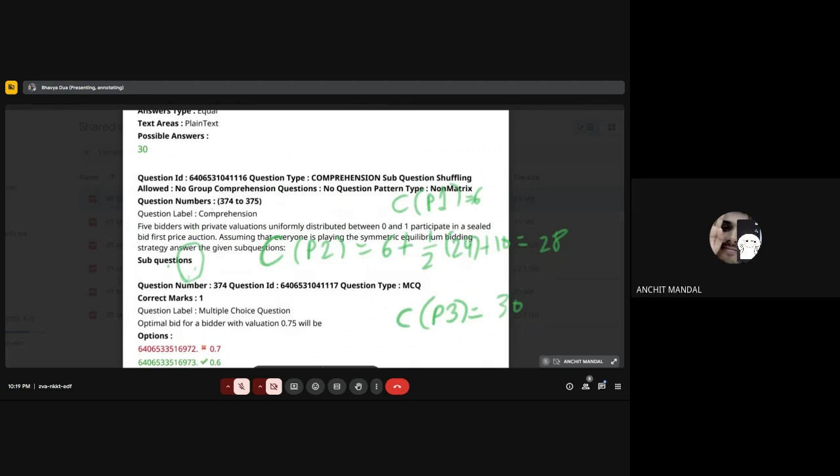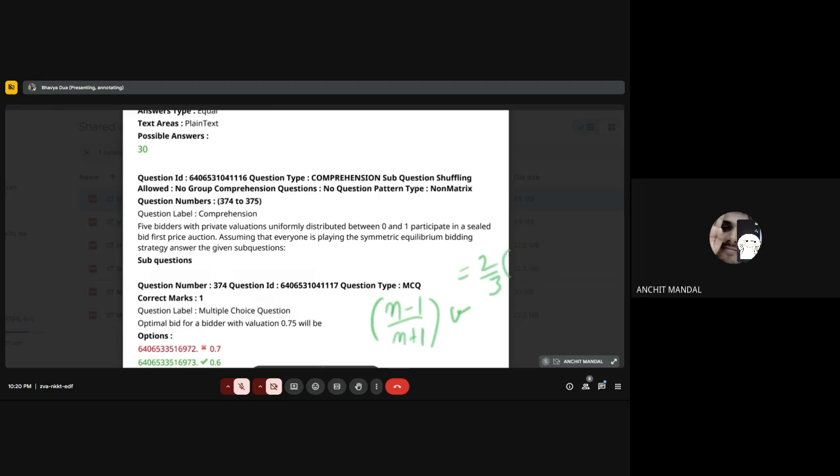Five bidders with private valuations uniformly distributed between 0 and 1 participate in a sealed bid first price auction. Everyone is playing the symmetric equilibrium bidding strategy. What is the optimal bid for a bidder with valuation 0.75? So n is equal to 5, right? So (n minus 1) over n into the valuation for first price, 0.75.